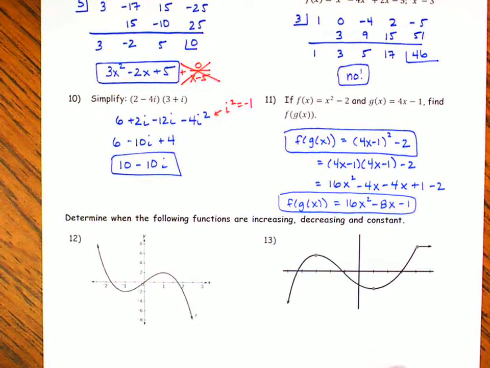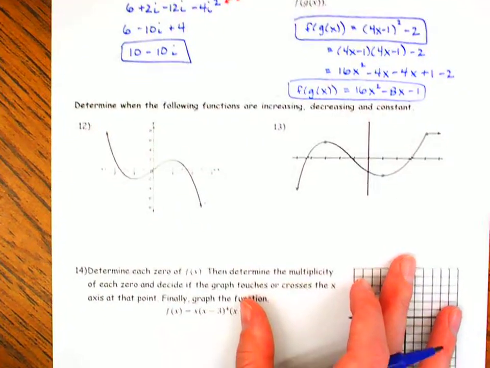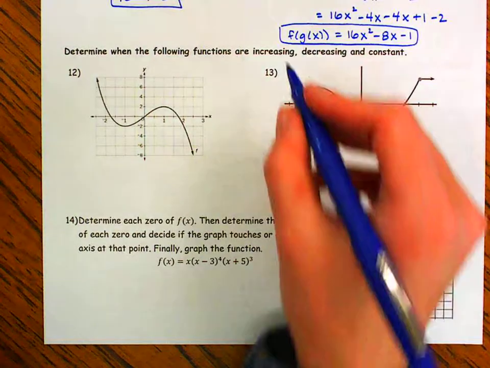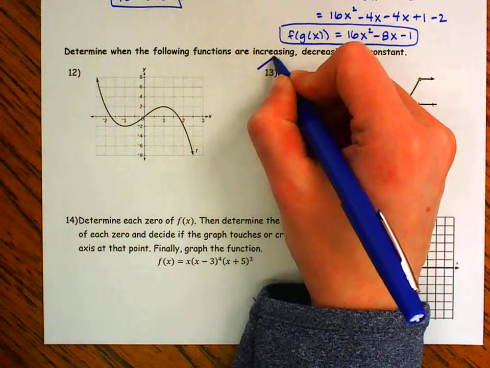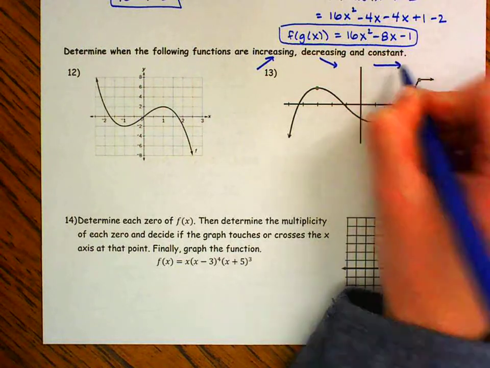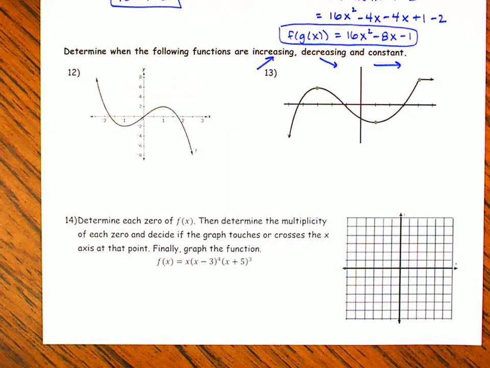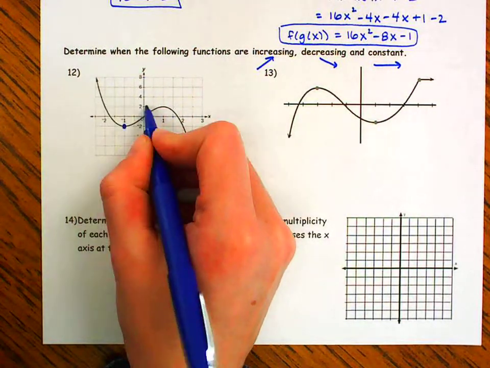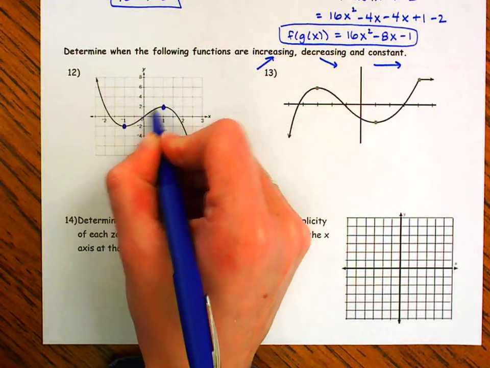Okay, number 12. We're going to look at determining when a function is increasing, decreasing, or constant. Pretty much it's increasing if, as you read from left to right, it goes up. It's decreasing if it goes down, and it's constant if it goes horizontal. So the first thing I like to do is identify the places where there's a change. You'll notice here we change from going down to up. Here we change from going up to down.